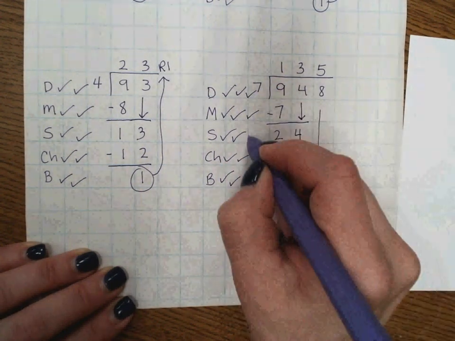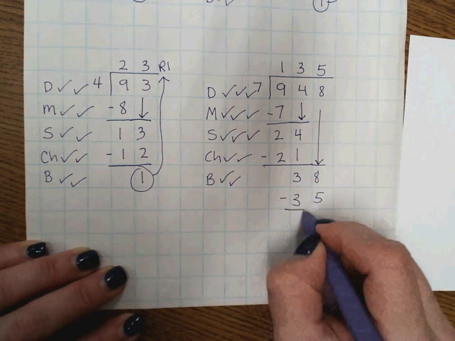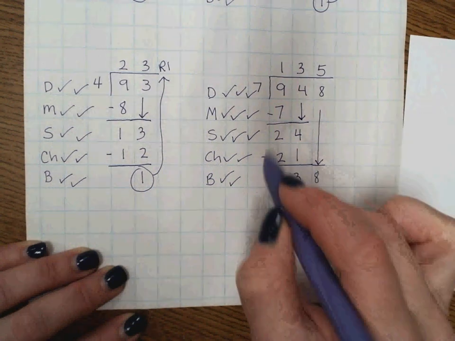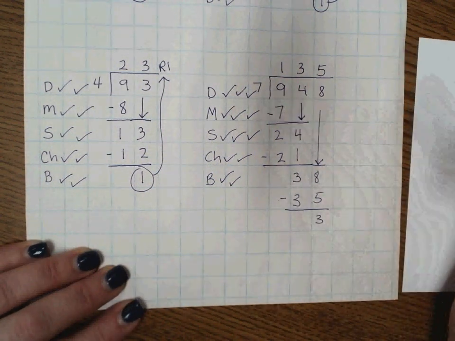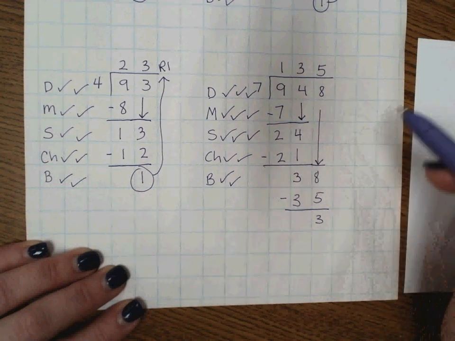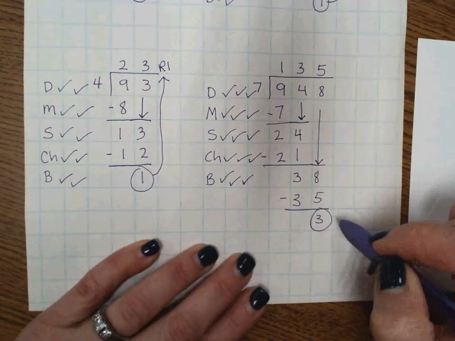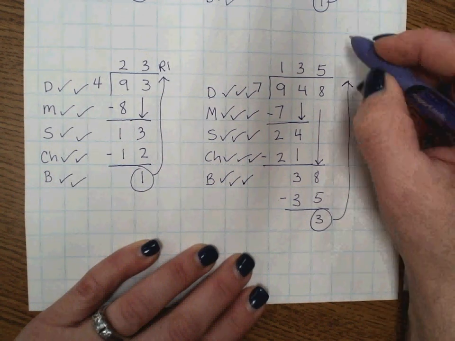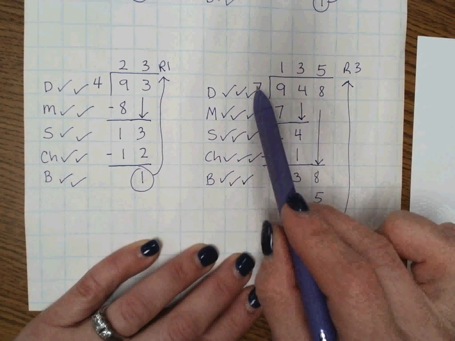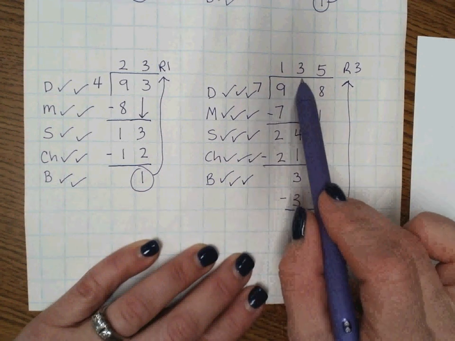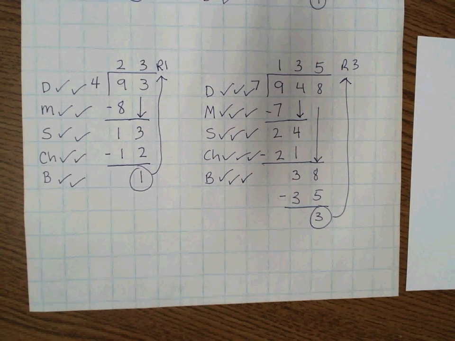So I divided, I multiplied, now I'm going to subtract. So 38 minus 35 is 3. I check to make sure that 3 is less than 7, and it is. I don't have any more digits to bring down, but I do have a remainder to bring up. So remainder 3. So 948 divided by 7 equals 135, remainder 3.